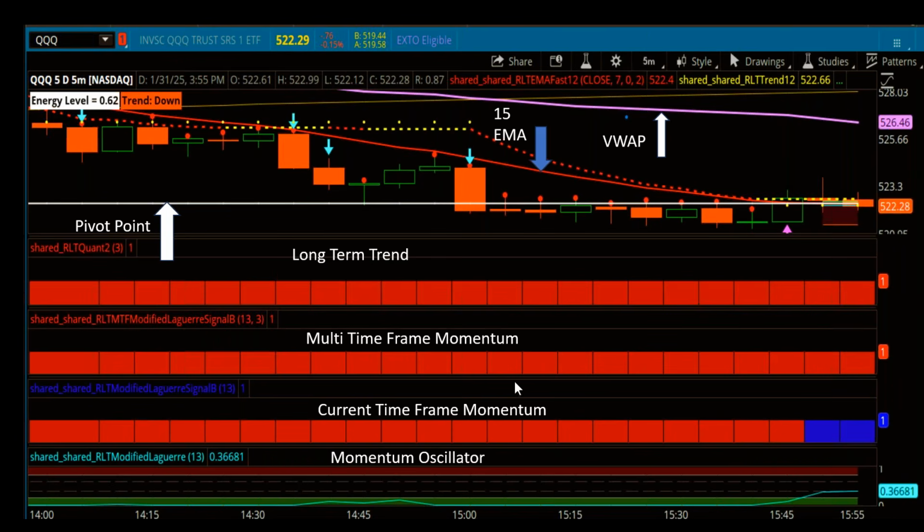So these are the 3 indicators on here. There's 4 actually, but this is the long-term trend. Again, the 15 is the short-term trend. This is the long-term trend, which you can see is bearish here.